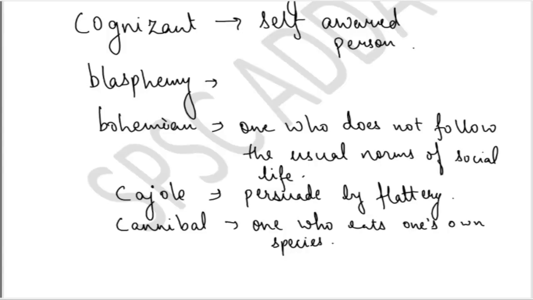Cognizant is self-aware person who has all the knowledge about what is going on in the surrounding. Blasphemy is talking offensive about God or sacred books or things. Bohemian is one who does not follow the usual norms of social life, who does whatever he or she thinks is right. Cajole is to persuade someone by flattery, it's more like buttering. And cannibal defines person or animal who eats one's own species flesh.